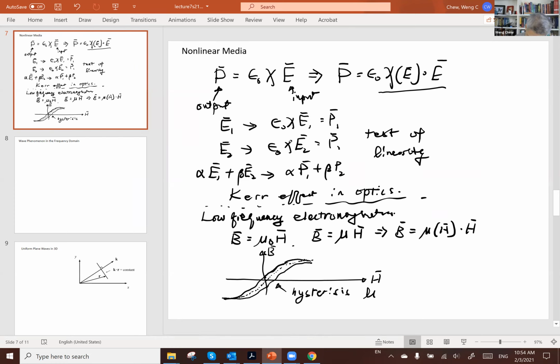I hope I spell it correctly, hysteresis loop. Okay. And as you might learn in advanced courses, the size of the hysteresis loop is proportional to the loss in the magnetic system. This area here is proportional to the loss in the system. Any questions so far regarding nonlinear media?